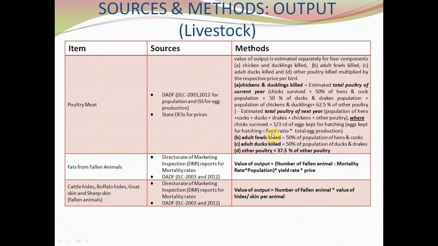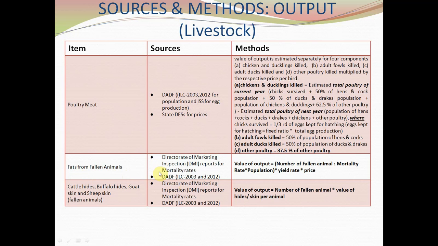Eggs kept for hatching are a fixed ratio of total egg production. Adult fowls killed are taken as 50% of population of hens and cocks. Adult ducks killed are taken as 50% of population of ducks and drakes. And for other poultry, we are taking 37.5% of other poultry.